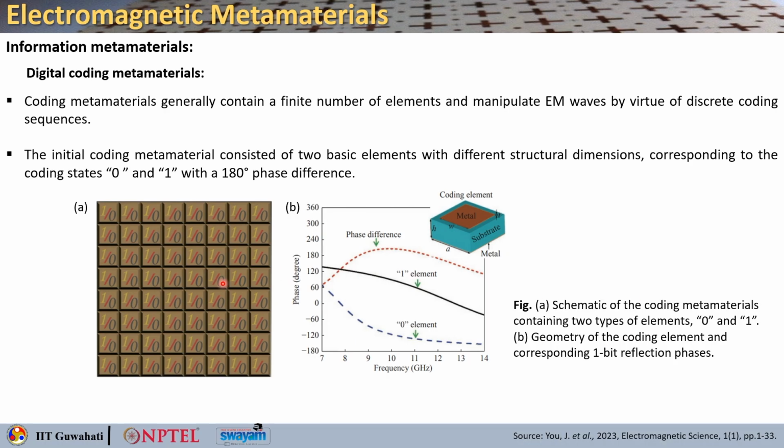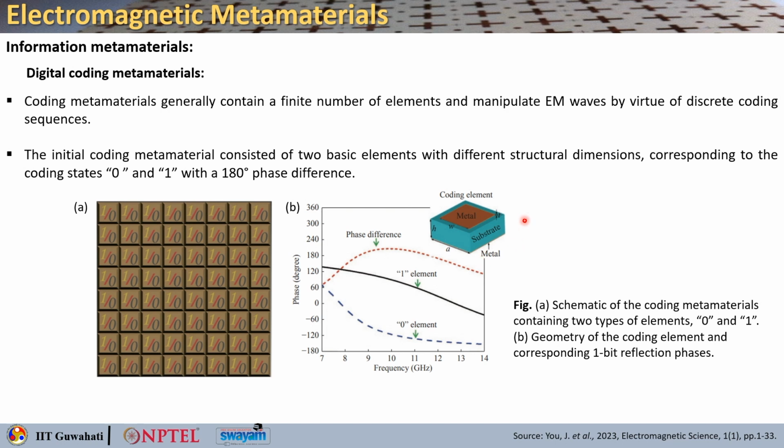This is the schematic of the coding metamaterial, which has two types of elements, 0 and 1, and this particular panel B shows the geometry of the coding element and the corresponding 1 bit reflection phases. This is the phase of the 1 element over the frequency range, this is the phase of the 0 element, and this is their phase difference. This inset shows the coding element, which is mainly a square metallic patch on the top layer, a dielectric substrate in the middle layer, and a metal ground plane on the bottom layer.